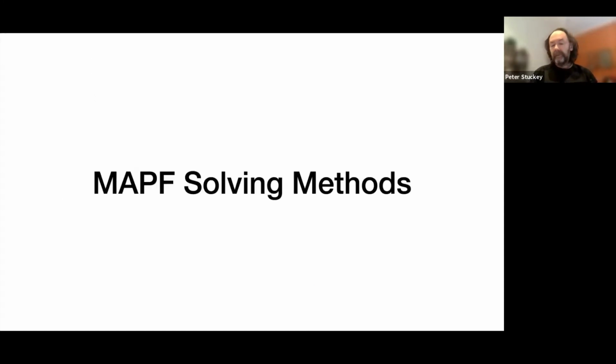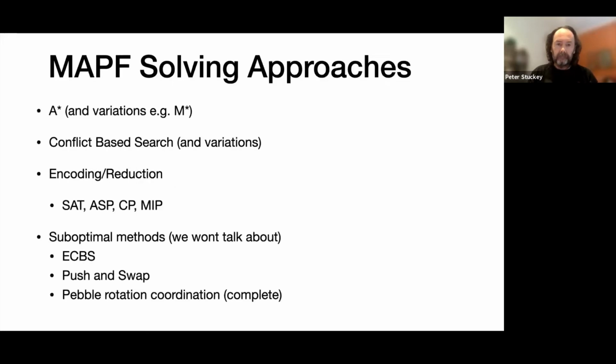Okay, so let's talk about MAPF solving methods. So there's the A-star method. This problem comes from the planning and search community, so they tend to use A-star as their tool to tackle any kind of search problem. Conflict-based search, which I'll come back to, is basically the state-of-the-art approach before we started this work.